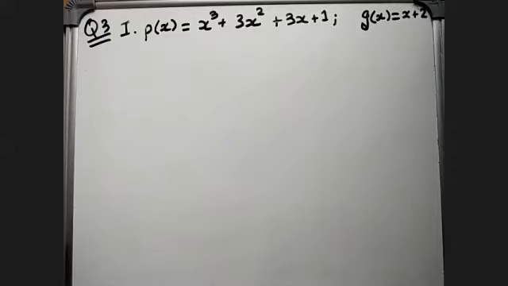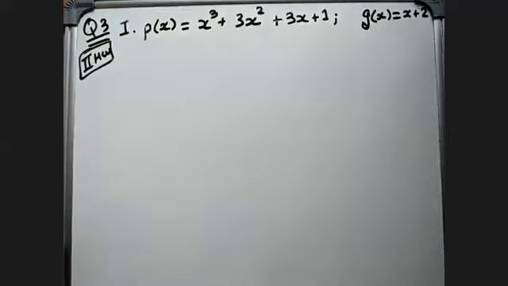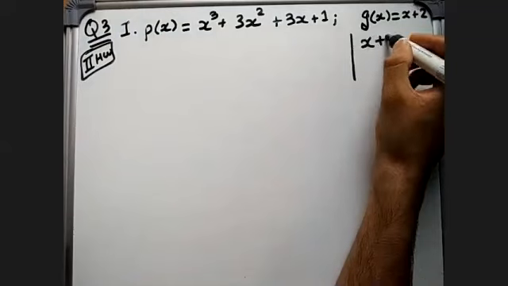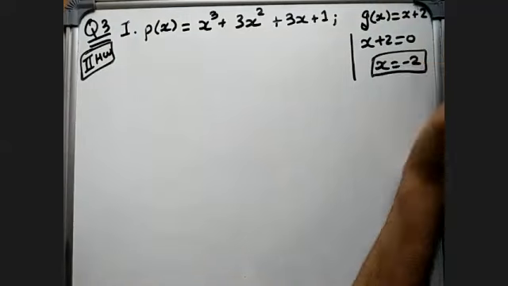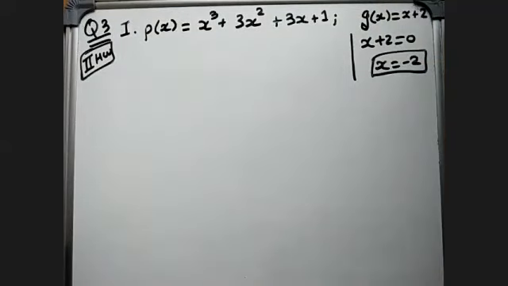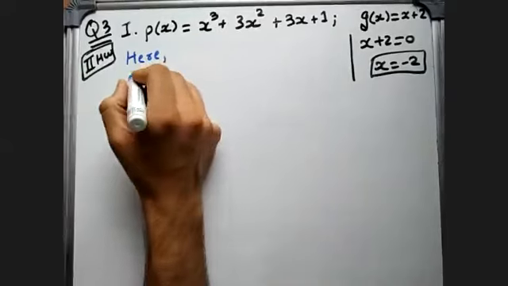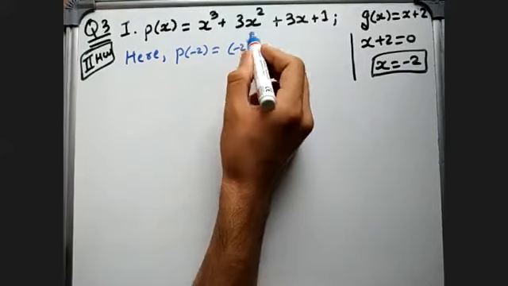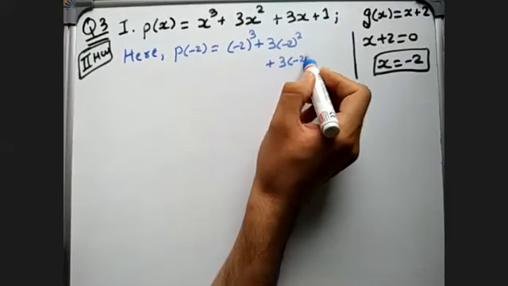So I am doing the first part of question 3. The second is all again homework for you. So here let us take g of x equal to x plus 2 equal to 0. So x will be minus 2. Now let us try to find p of minus 2 over here. So here p of minus 2 will be equal to -2 cube plus 3 times -2 square plus 3 times -2 plus 1.